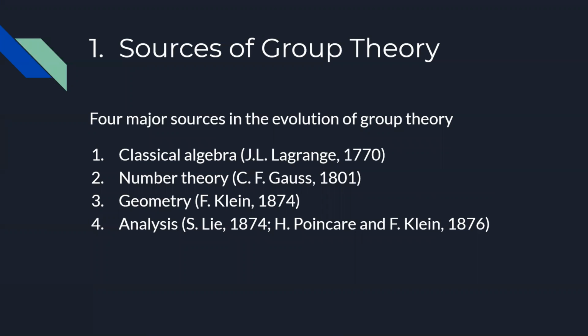There are 4 major sources in the evolution of group theory that we will go more in depth by each mathematician and their contributions. First one being classical algebra, second one is number theory, third is geometry, and the fourth is analysis.